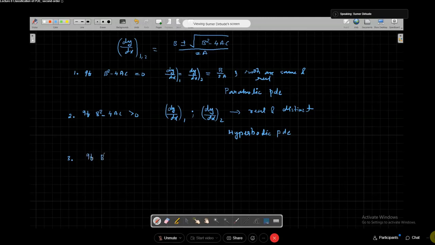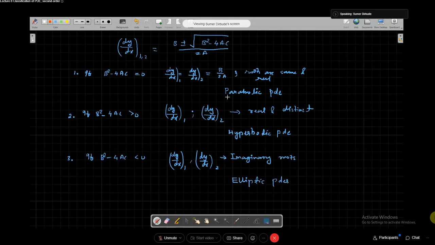Third case is b square minus 4ac less than 0. If it is less than 0, it means the term under the root can be negative, so the square root of a negative number becomes imaginary, and you can have dy by dx 1 and dy by dx 2, the second root, and these will be imaginary roots. In such cases, the PDEs are called elliptic PDEs.